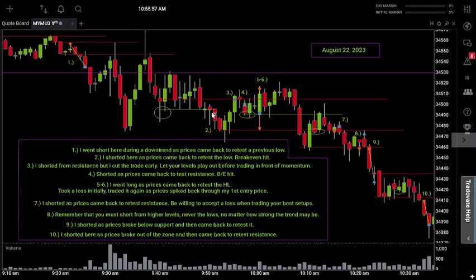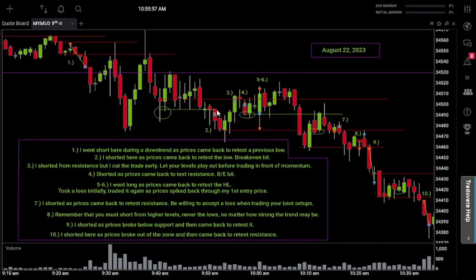But I said, you know what, let me just stick with the trend, and that's what led me to trade number two. So I shorted here on trade number two as prices came back to retest the previous low, and my break even stop got hit, which is okay. And sometimes in a strong downtrend that will happen, because if you get in at that previous low, you'll see multiple attempts for the market to come back up and try and test that level. So if you have your break even stop right there, you might actually get stopped out before the move happens.